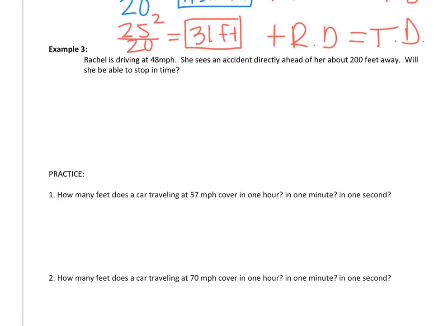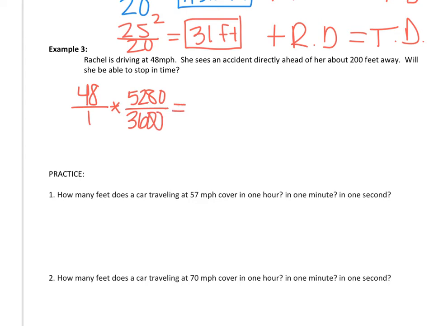Rachel's driving at 48 miles per hour. So she's driving at the speed above. She sees an accident directly ahead of her about 200 feet away. Is she going to be able to stop in time? And we can figure this out. So she's traveling at 48 miles per hour. First of all, we need to figure out the reaction time. So 48 miles per 1 hour, we have to convert it to feet per second, which is 5,280 over 3,600.